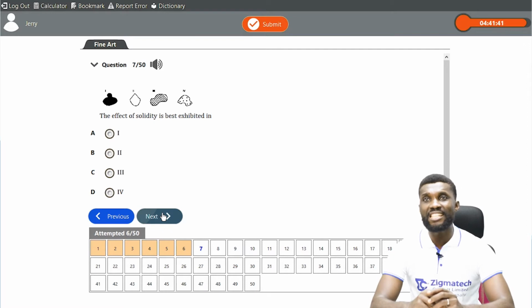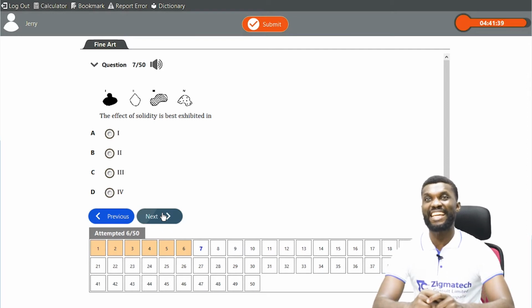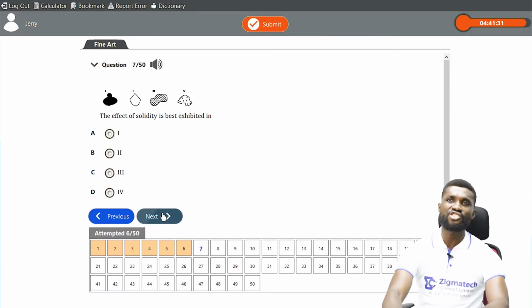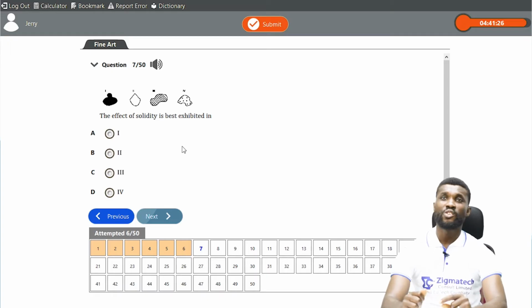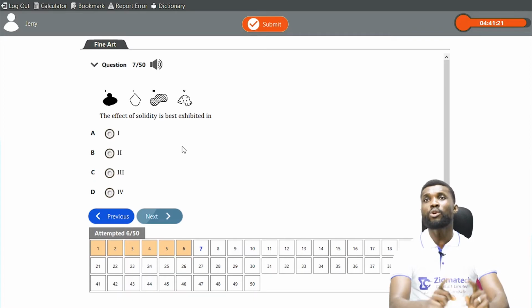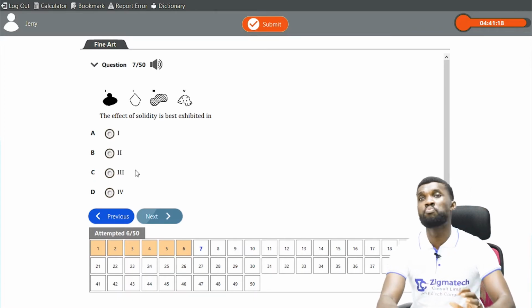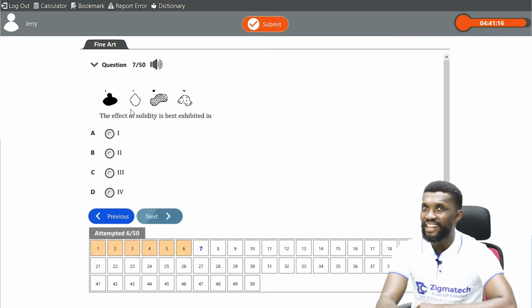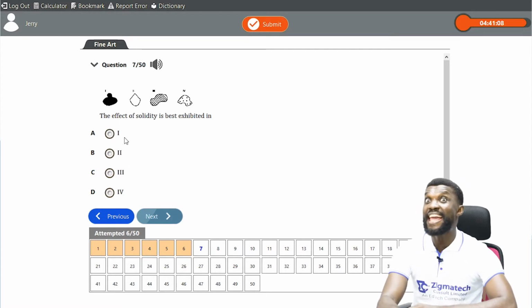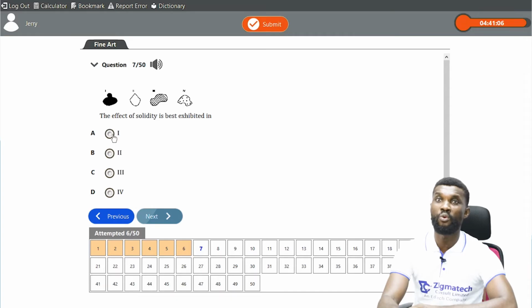The effect of solidity is best exhibited in dash. Now if you look at the shapes there, you see about 4 different shapes. Now they say the effect of solidity. What is solidity? Solidity explains the darkness, the thickness of a thing. So which among them is more solid? Is it A, as in I? Or is it IV? If you look at them, A has more tone. It is more solid.